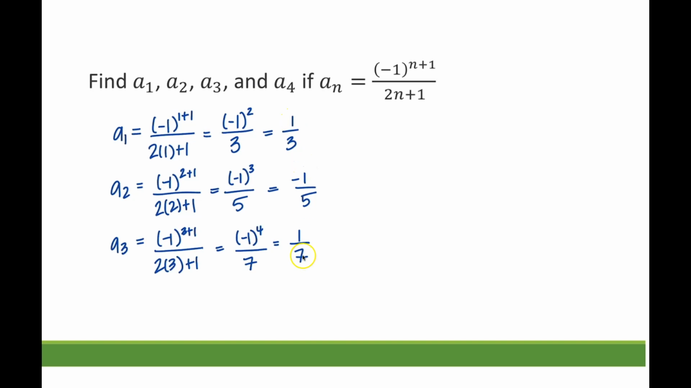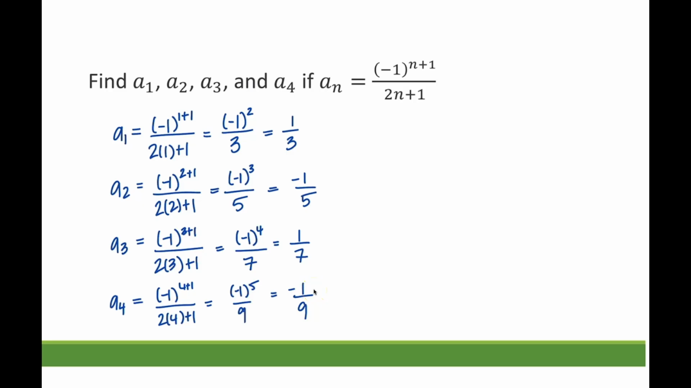Now hopefully we can start to see the pattern. The terms are going to alternate in sign, and that's because of the negative 1 in parentheses to the n plus 1. That's going to make our terms alternate. And then if you focus on the denominators, these are odd numbers. So 3, 5, 7. So hopefully we can recognize that a sub 4 would end up being negative 1 over 9. So if we do the work on that, we're going to see we have a negative to an odd power, and then 2 times 4 plus 1, and that is 9.